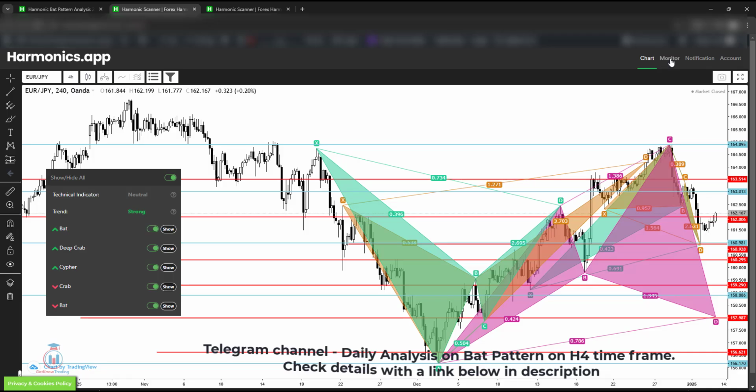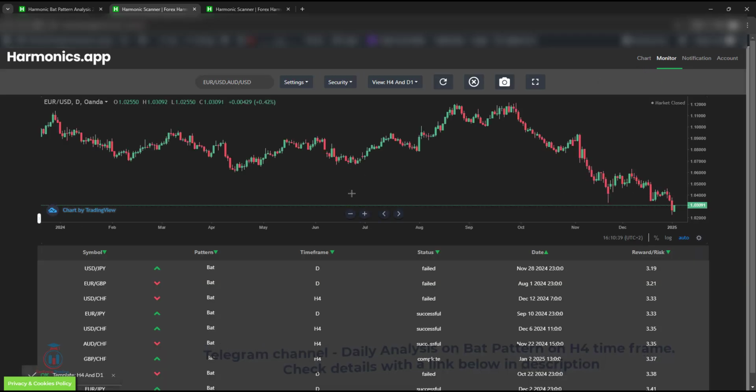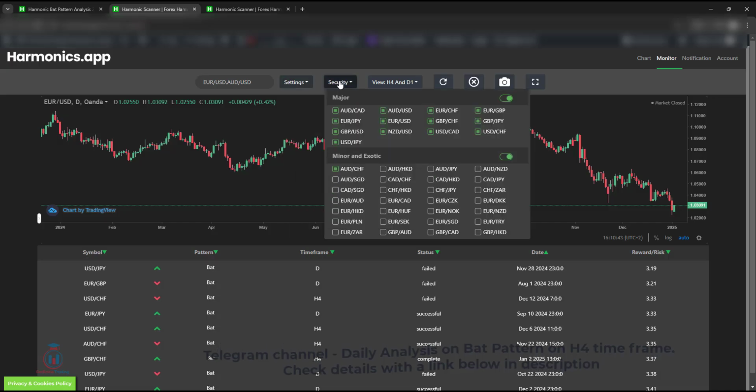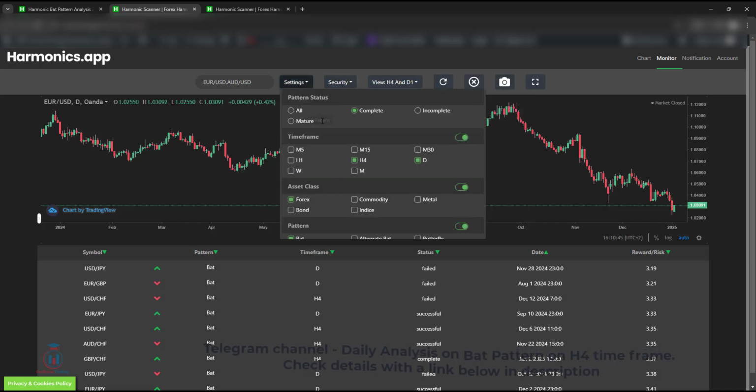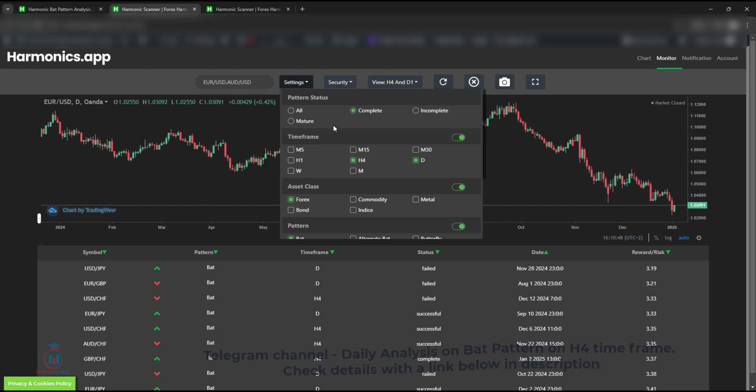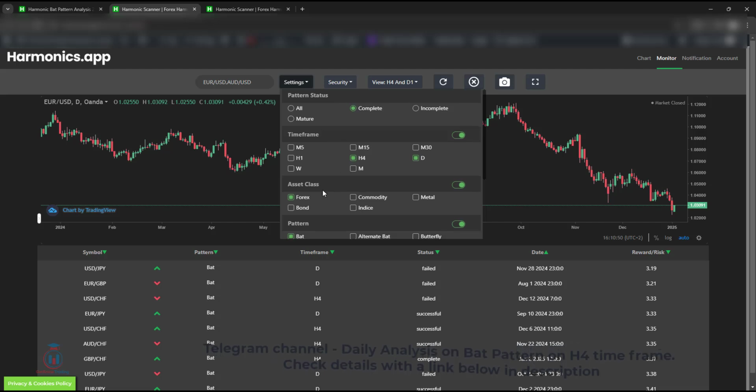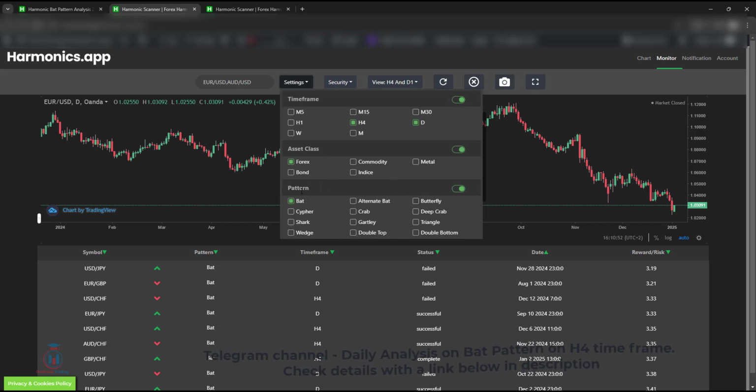Then you have a monitor where you can do more analysis. That means here inside the settings and inside the security, you are selecting all the details that you would like to follow. First of all, you can select the time frame, you can select which asset classes and also which patterns.